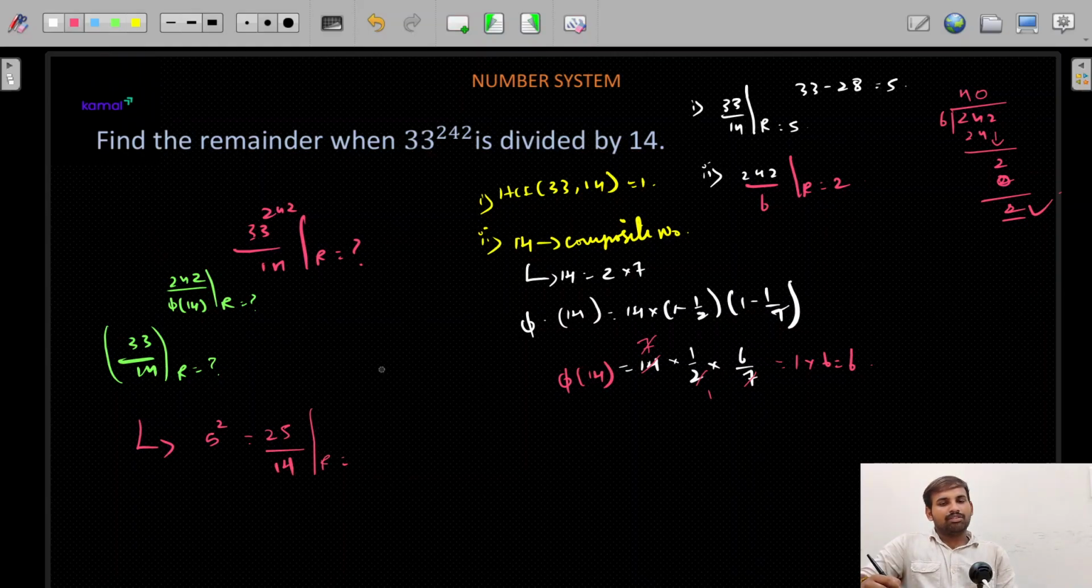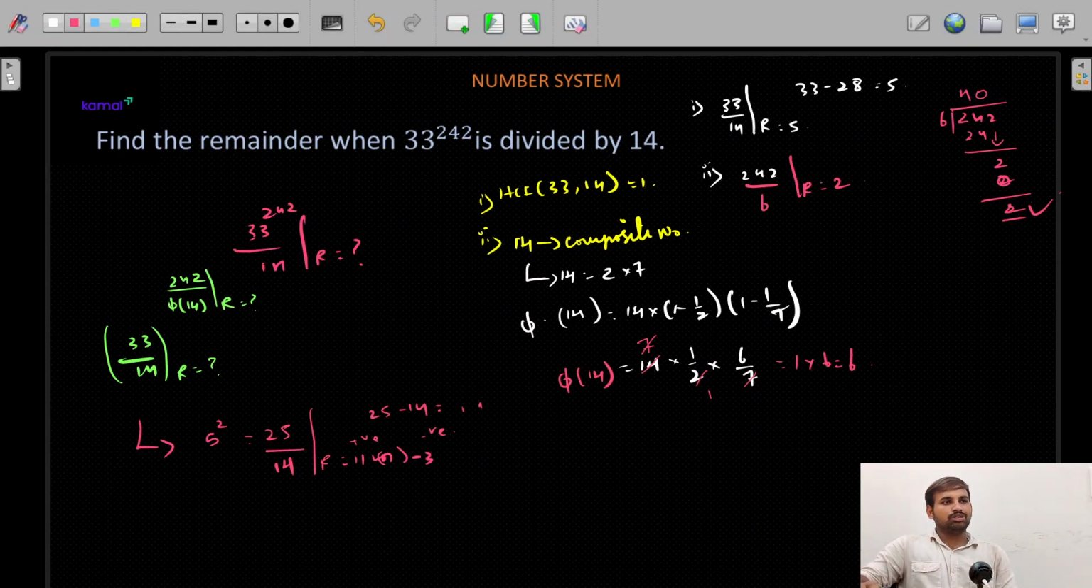The highest multiple of 14 which is less than 25 is 14 alone, because 14 twos are 28, which is more than 25. So 25 minus 14 is equal to 11. So my remainder is 11, or I can write it as minus 3. This is my positive remainder and this is my negative remainder. So you can say my remainder 11 is less than my divisor, which is 14.